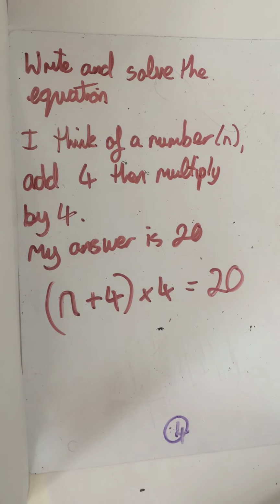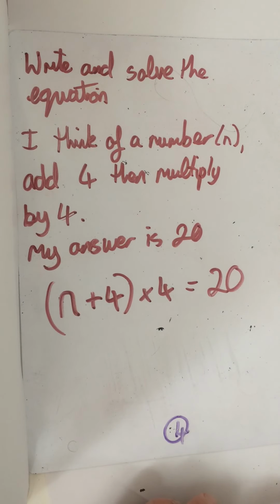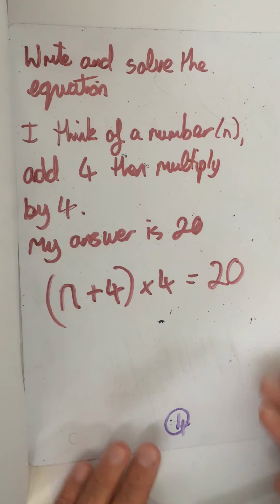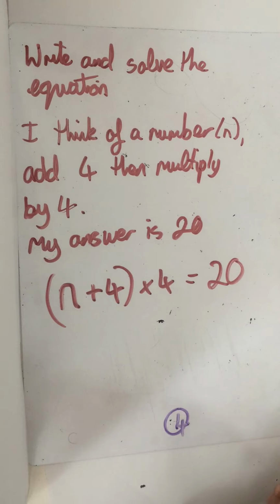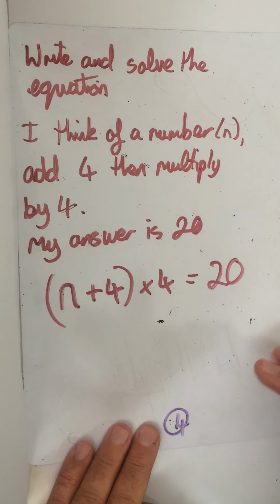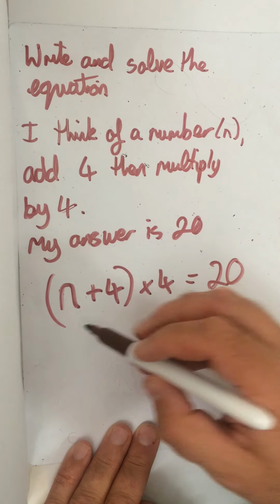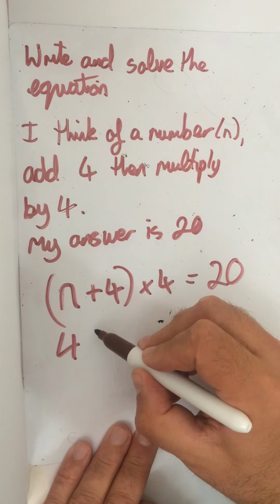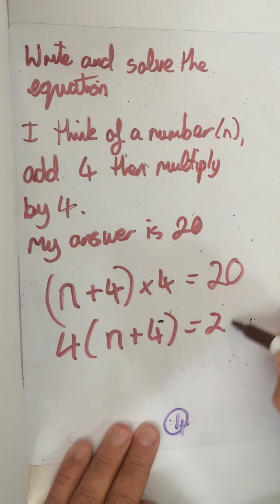This is again quite a tricky one. What have I got here? n plus 4, times by 4. If I think about that, going back to the work we did on brackets last time, if I'm multiplying whatever's inside the bracket by 4, I can just put the 4 before the bracket, can't I? So I'll just put 4 bracket n plus 4 equals 20.